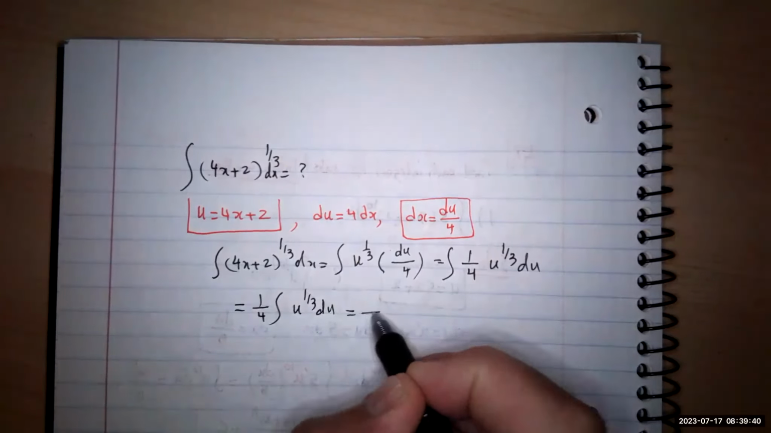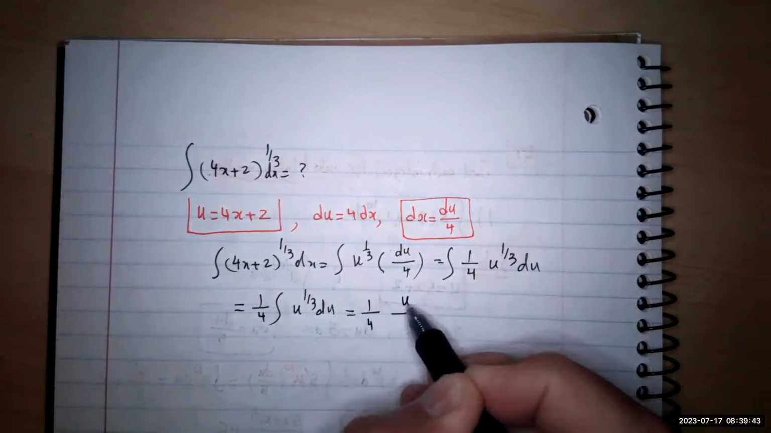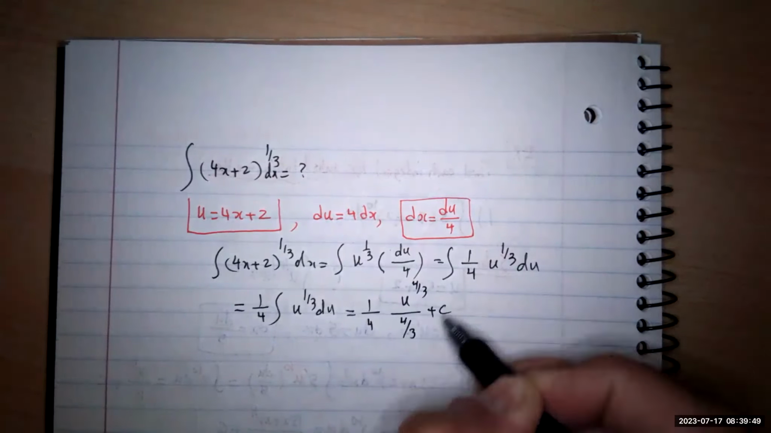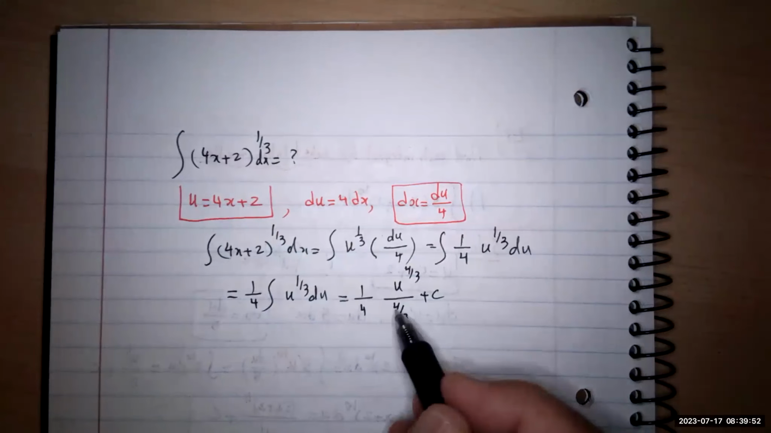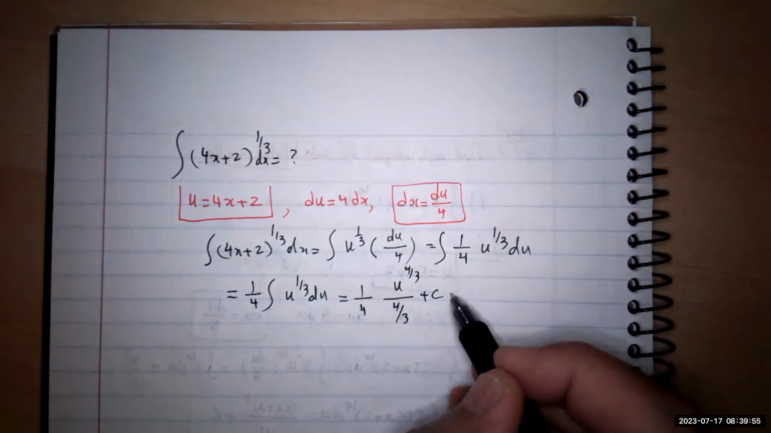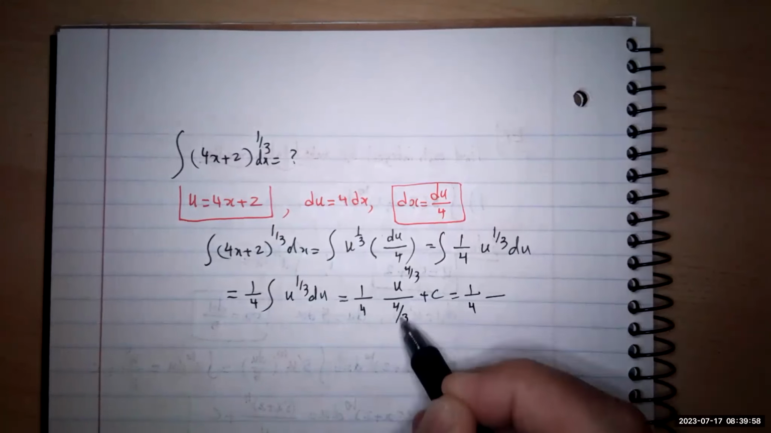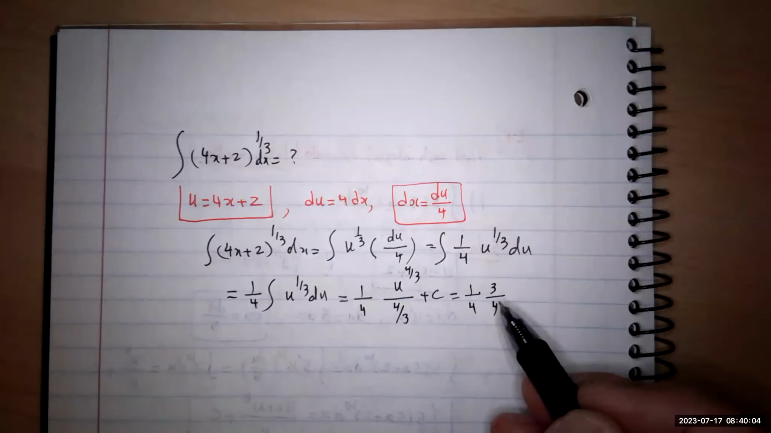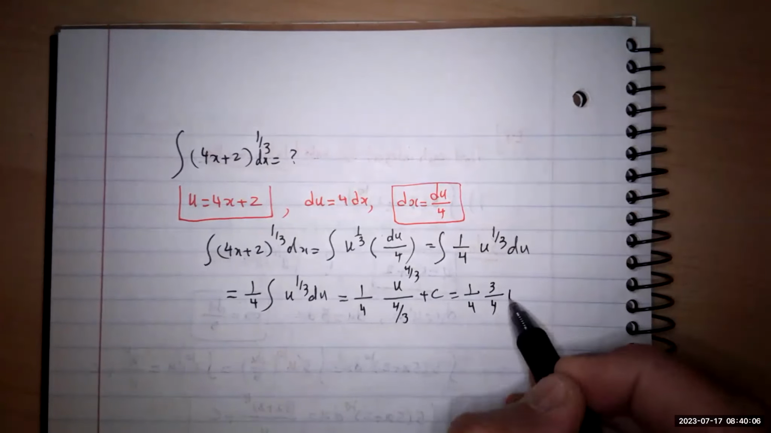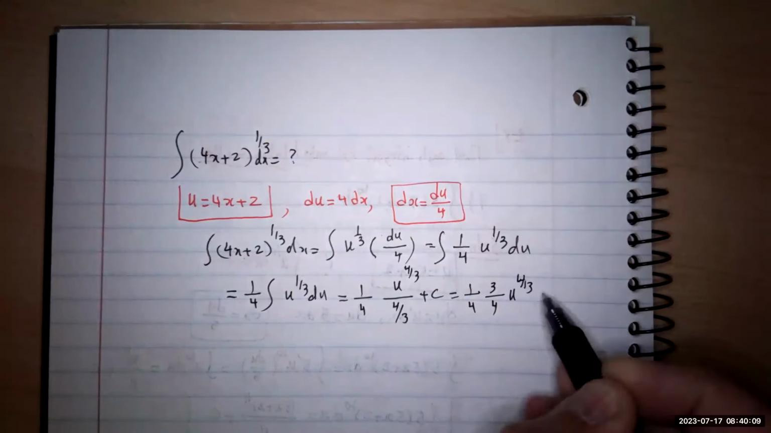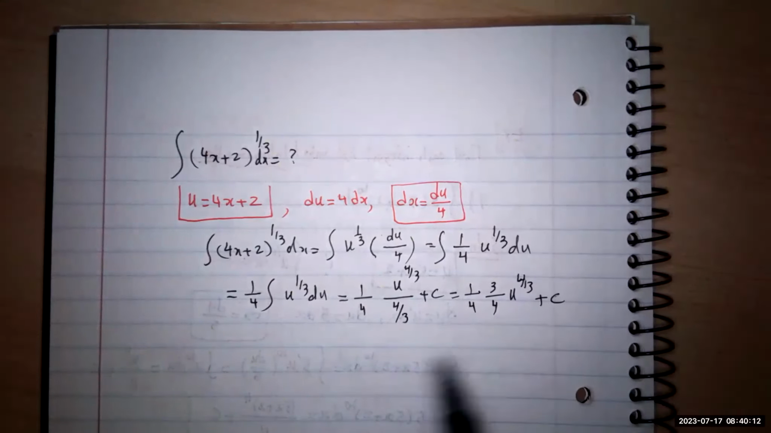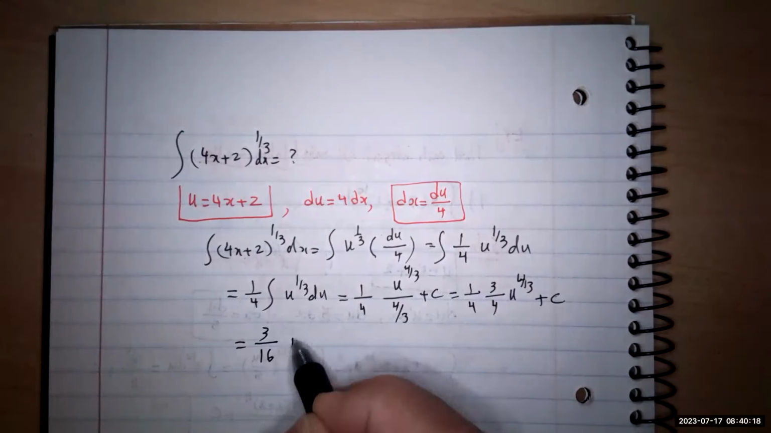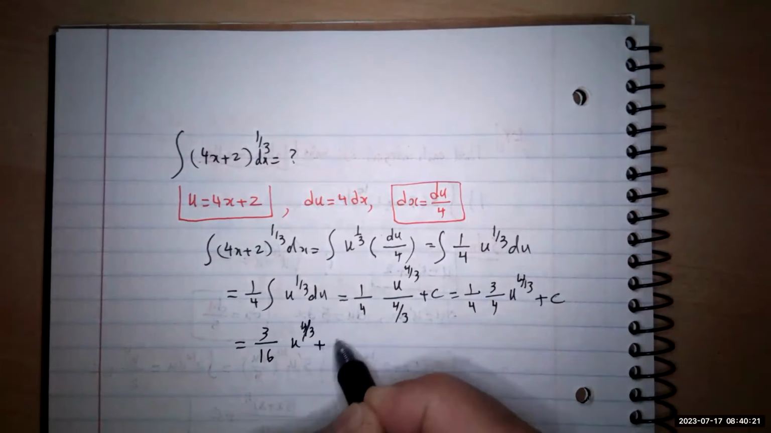So add 1 to the power. u to the 1/3 plus 1 would be 4/3, over the 4/3, of course plus the constant c. You have to simplify it. Remember, you take the reciprocal of this number and move it up. So a quarter times the reciprocal, 3/4, gives you 3/4 and u to the 4/3 plus the constant c. We cannot simplify further, we multiply them together: 3 over 4 times 4, that is 16.